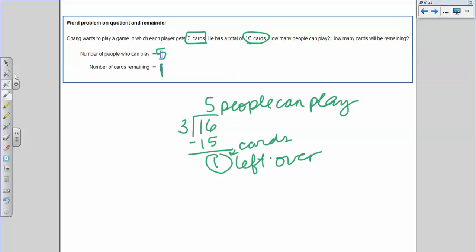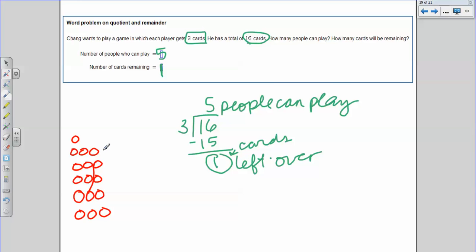Okay, so we can make a picture of that if we wanted to. So I'm trying to figure out how many groups of 3. Now, pardon my drawings because they're not very good. So I know that each player is going to get 3 cards. So that's 3 cards. So how many cards do I have here? Well, I have 3, 6, 9, 12, 15. Those are my multiples. So then I'm going to have 1 left.